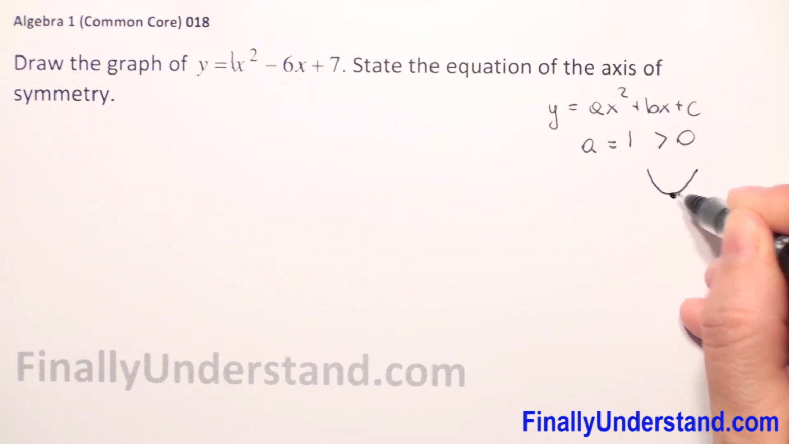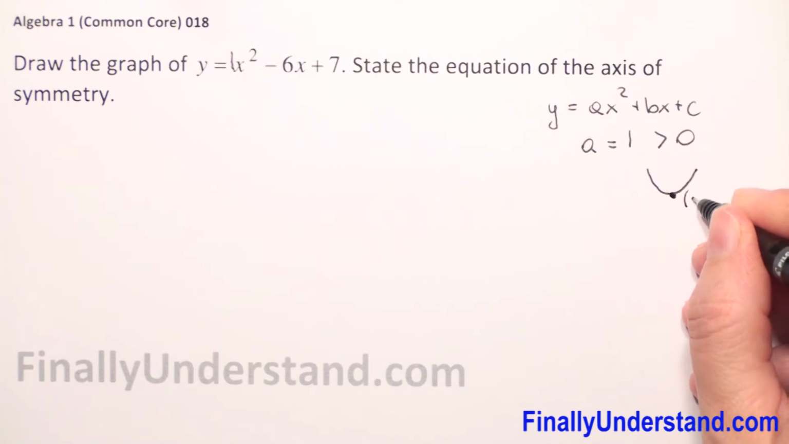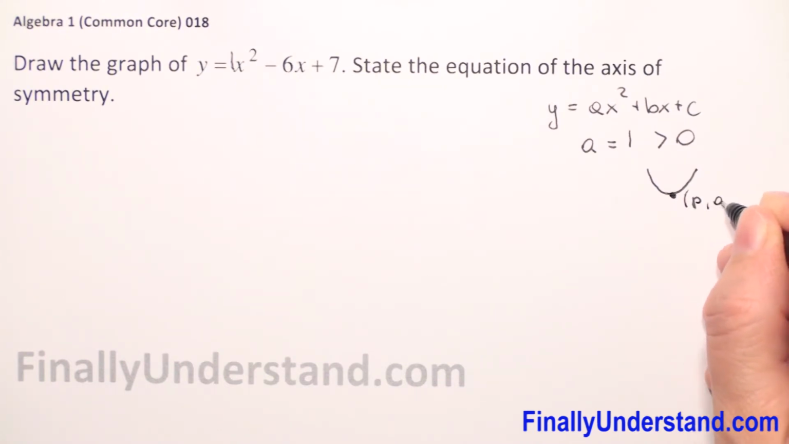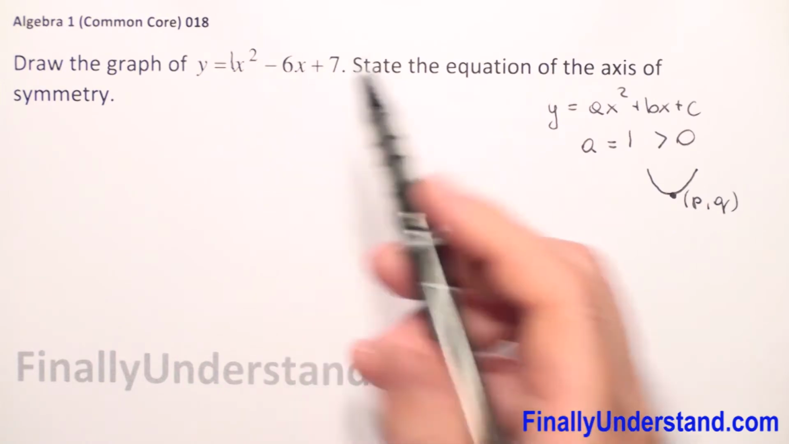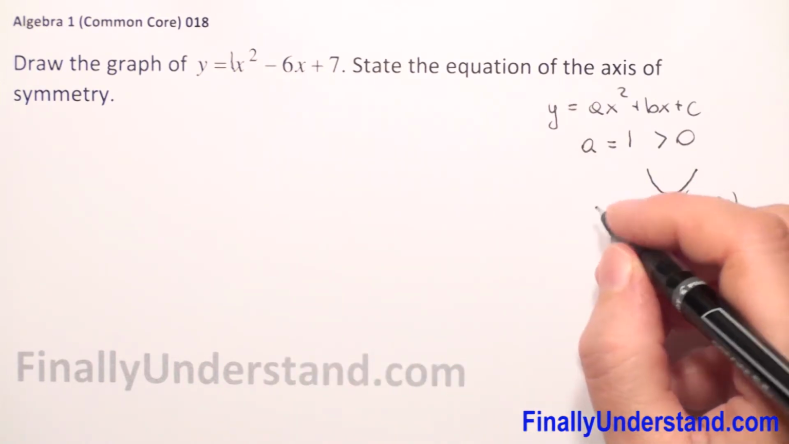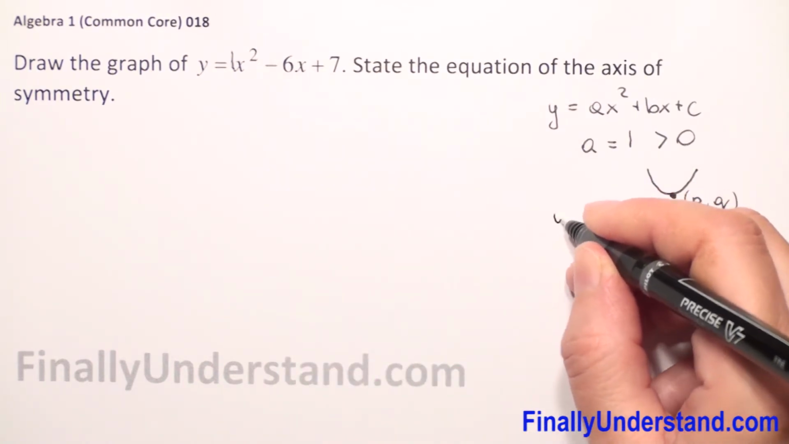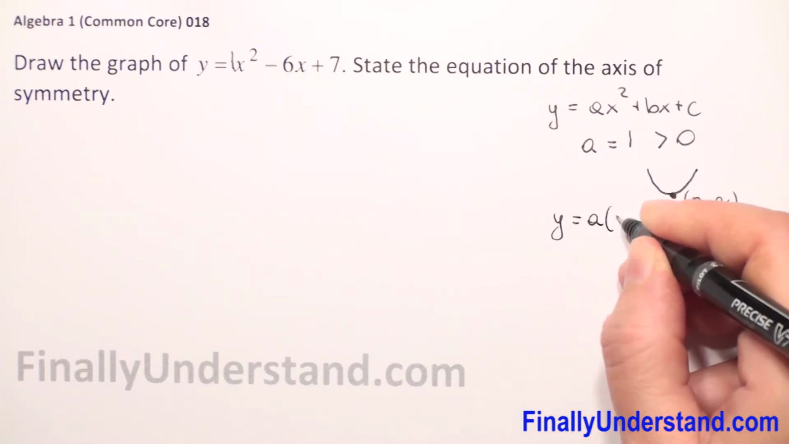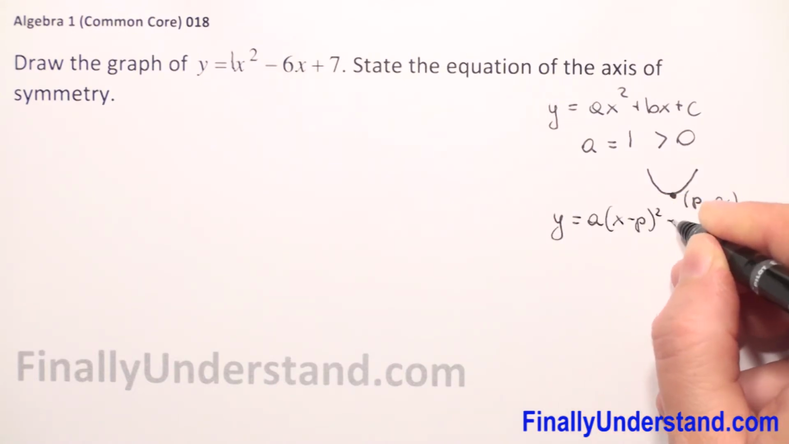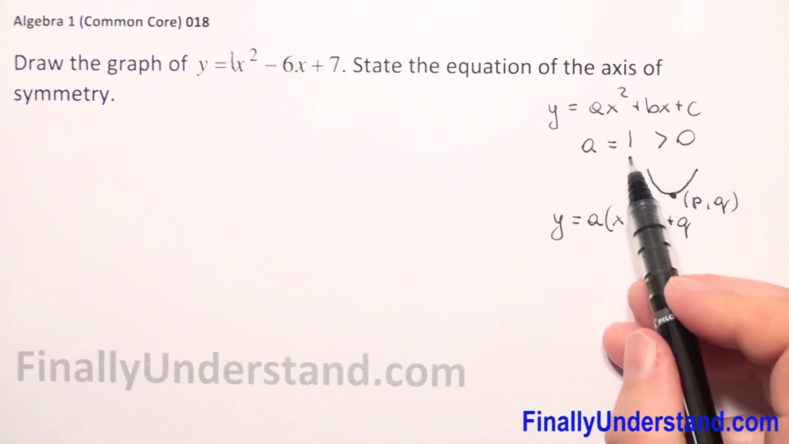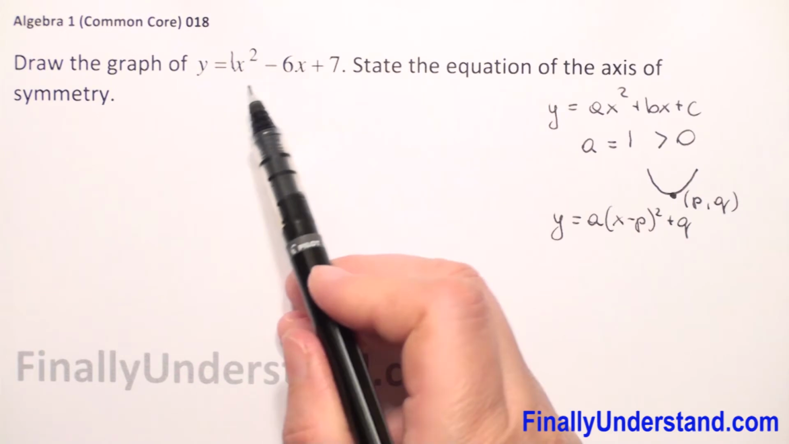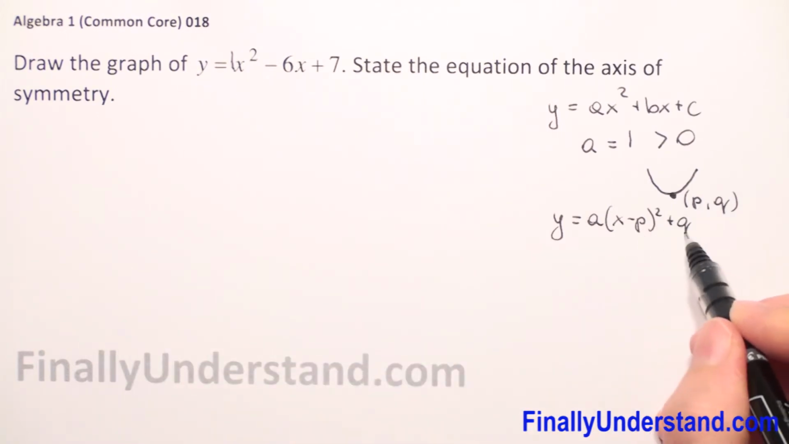To find the vertex, I'll write that the first coordinate is p and the second coordinate is q. We will change our general form of quadratic function to vertex form. Let me remind you of this form. The vertex form is a times x minus p to second power plus q. We know that a is equal to 1 from this form. So we need to find p and q.